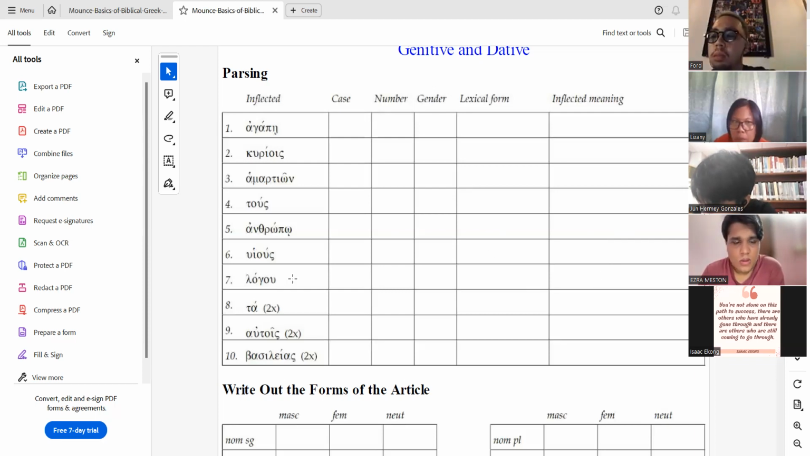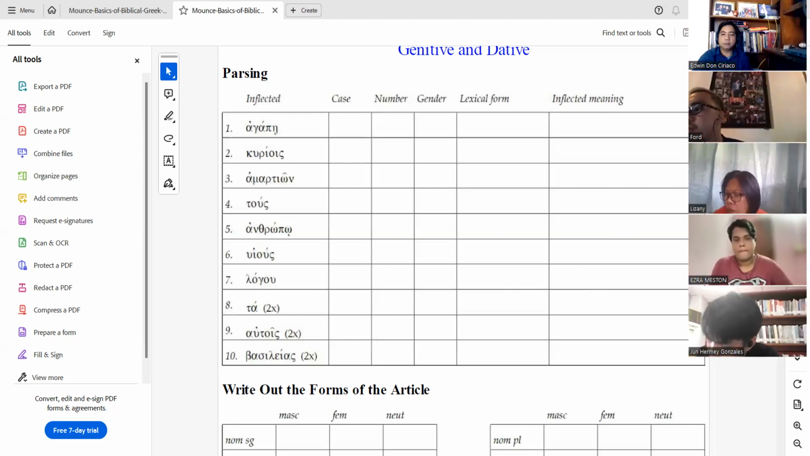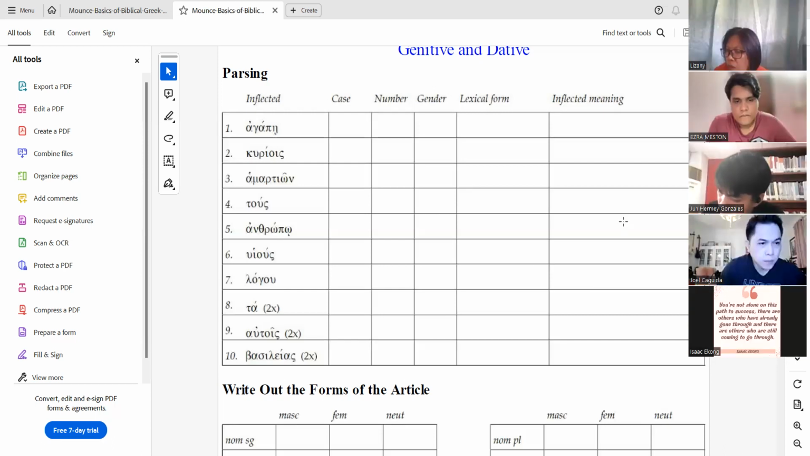Now Isaac, number 7. Number 7 is logos. No, logo. Just logo. And then the case is, it's okay. You just came in. This is a new topic. So this is genitive.